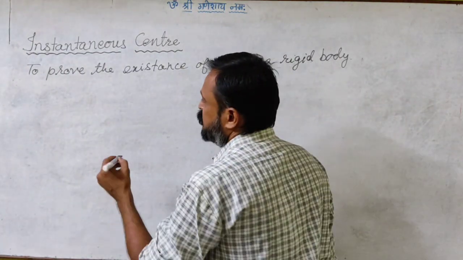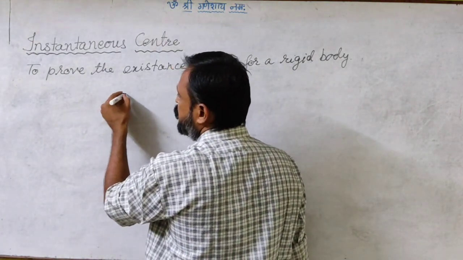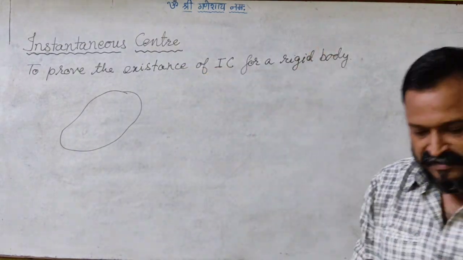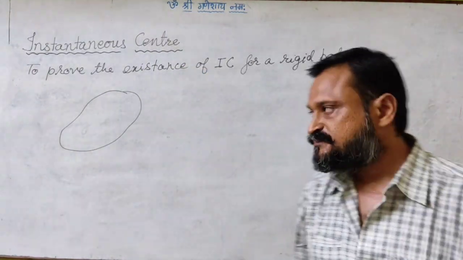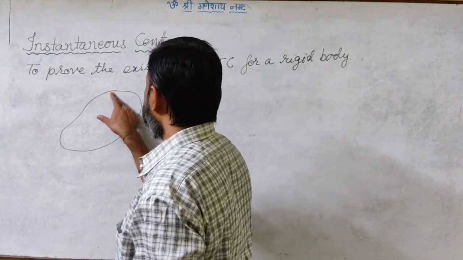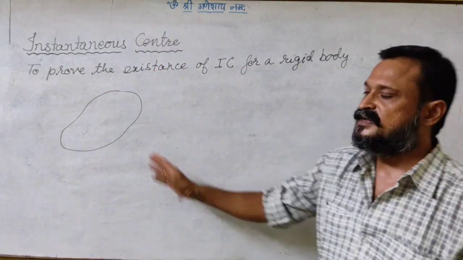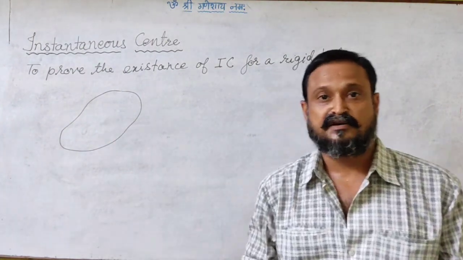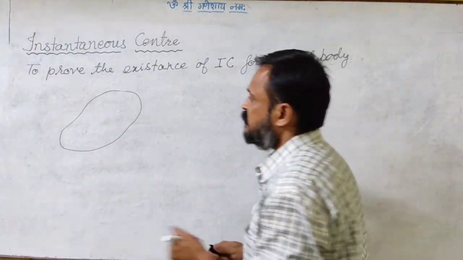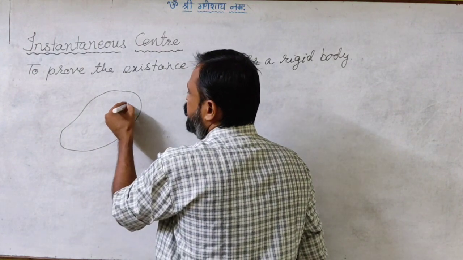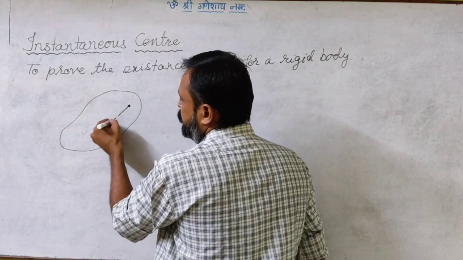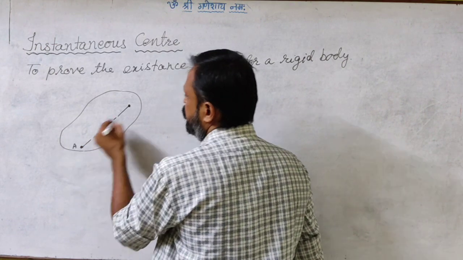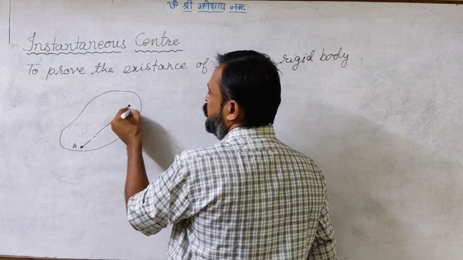For that, let us consider a body. As we have understood, for a rigid body in motion, the motion of the body will be the same as that of a line on that body. So let us say we consider one line on this body. We name it A and B.